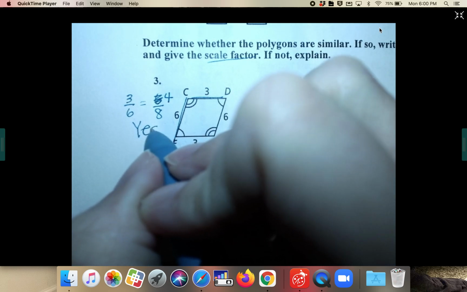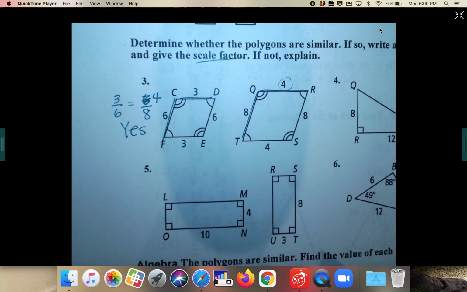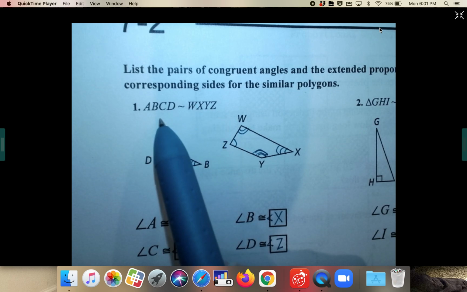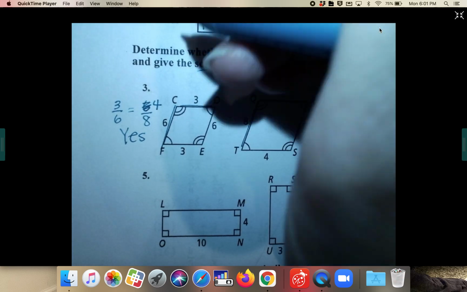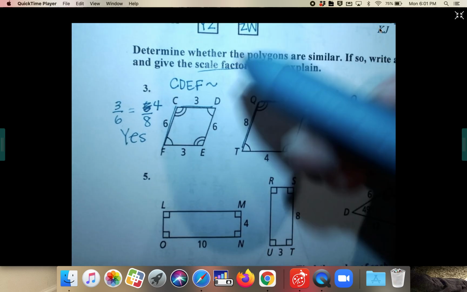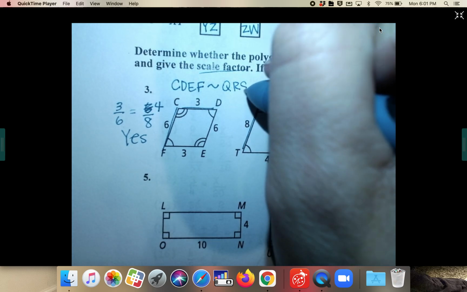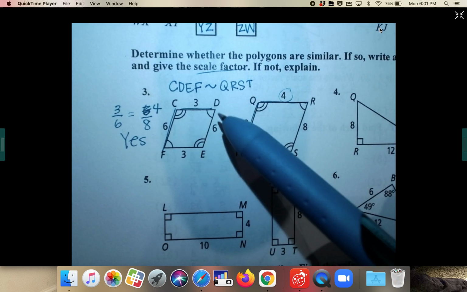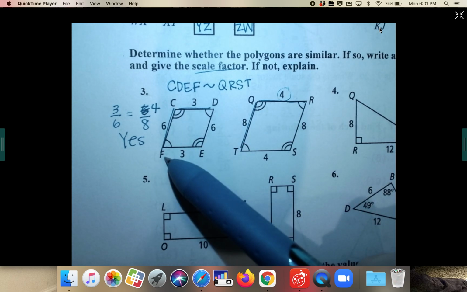So this is yes. So we are supposed to write a similarity statement. I'm only going to make you guys do this once, because once you do this once, you'll know how to do it all. And a similarity statement is this. So in the correct order, we would say maybe C, D, E, F. So polygon CDEF is similar, you have to go in that same order, to QRST. Okay, if it's yes, I won't make you guys do that again, but I just want you to know how to do it. You have to just list them in the right order of their angles.